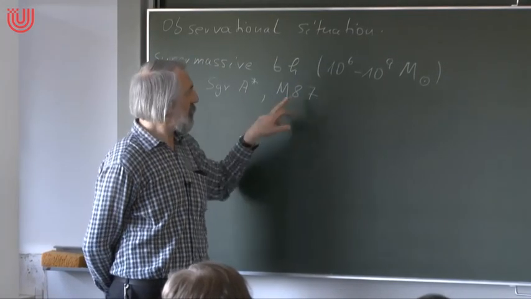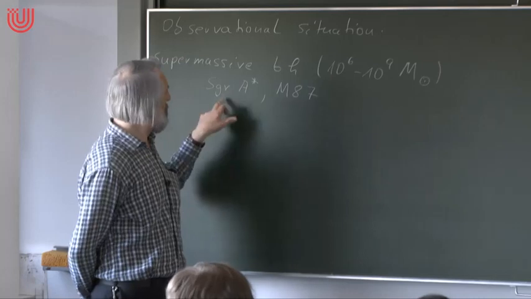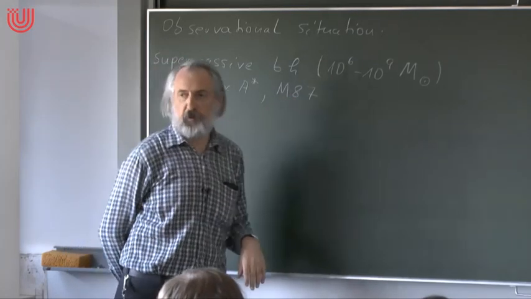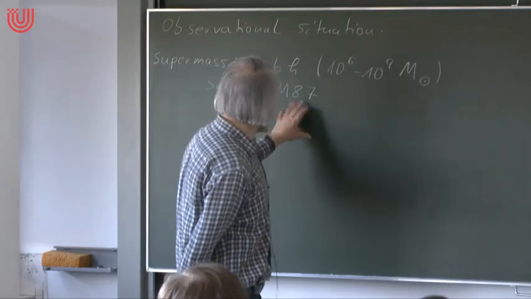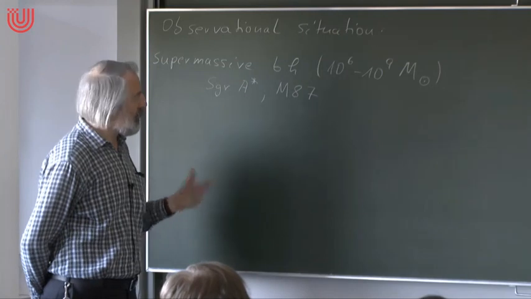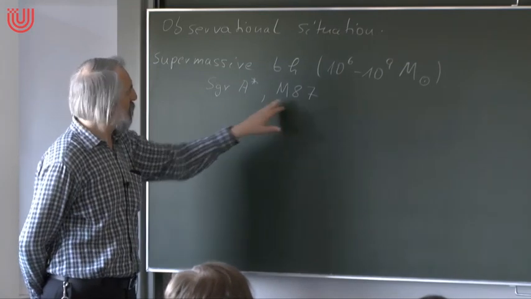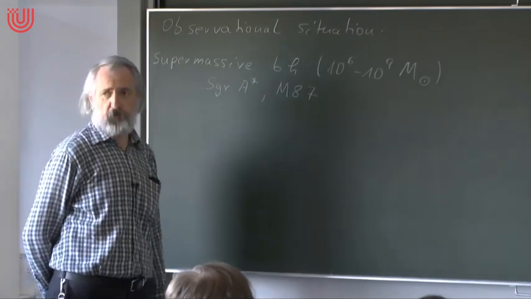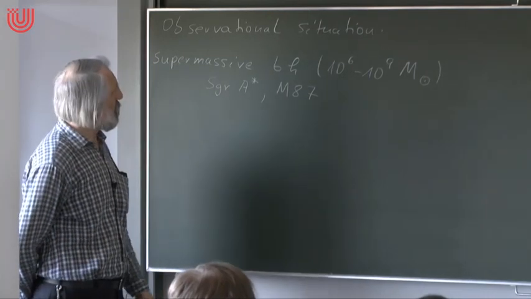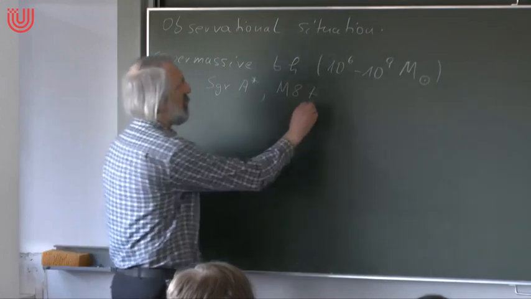Yeah, so it's much farther away from us, of course, than the center of our galaxy. But on the other hand, the mass is much higher. So for this reason, the observational possibilities to see something are not much worse than they are for Sagittarius A star. And I will certainly discuss these objects in quite some detail later in this course.